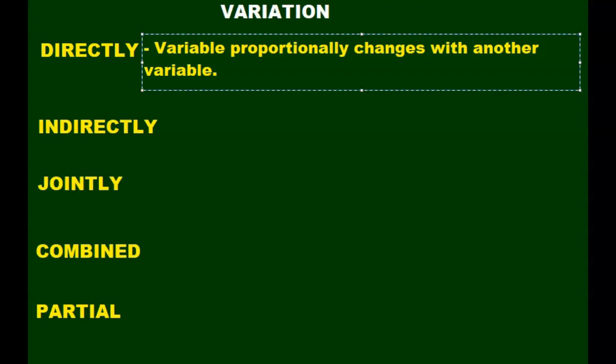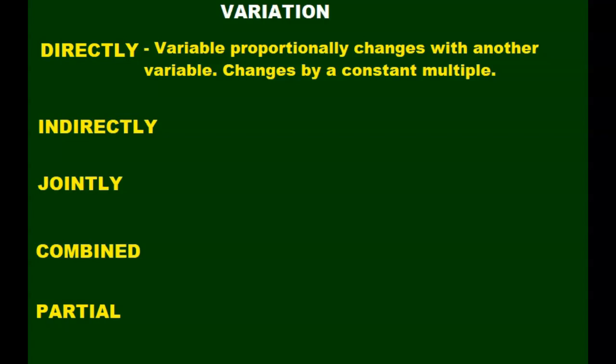With the word directly, it means that one variable proportionally changes with another variable. We can say it changes by a constant multiple. An example would be the amount of money you make. The more hours you work, the more money you make. So I could say that Y, which is the amount of money I make, is proportional to H, the number of hours I work. So if I work 1 hour, I make $10. If I work 2 hours, I make $20, 3 hours, $30, and so on and so forth.